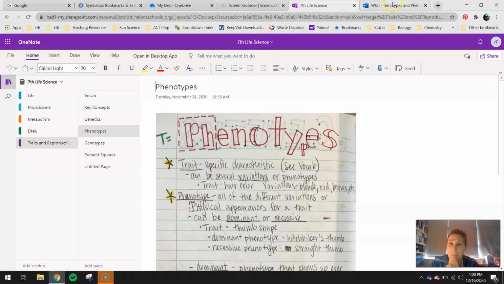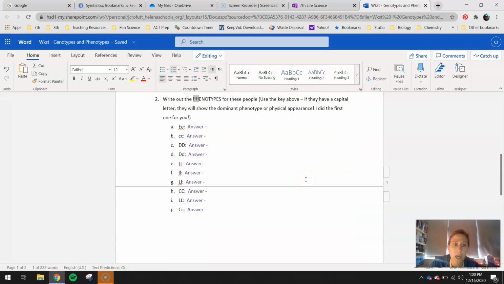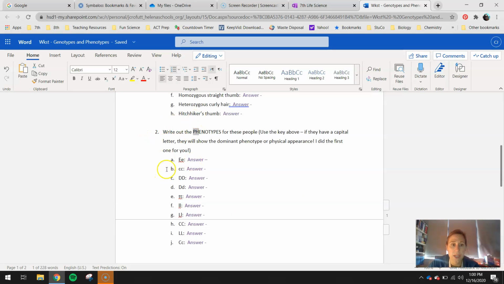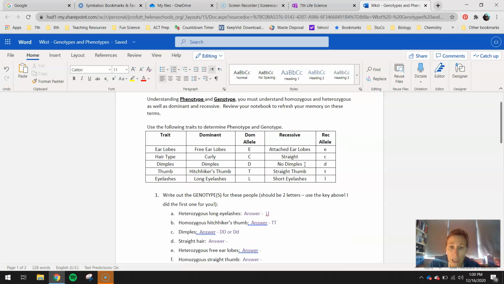Okay, all right, so on part 2, you guys are given the genotype and you are asked to tell me the phenotype. So if we have a genotype of big E, little e, we have 1 dominant allele and 1 recessive allele. So we go up here and figure out which trait we're even talking about. It looks like E's are earlobes.